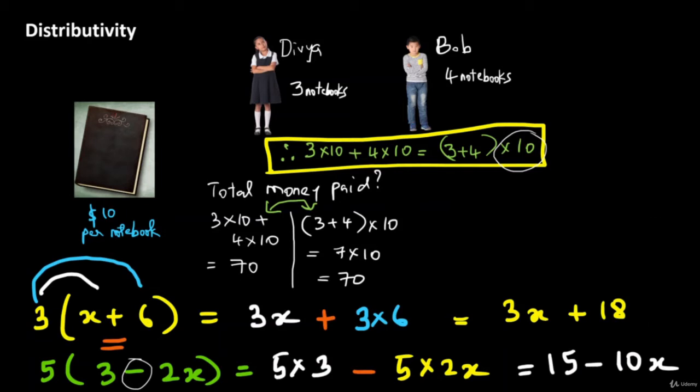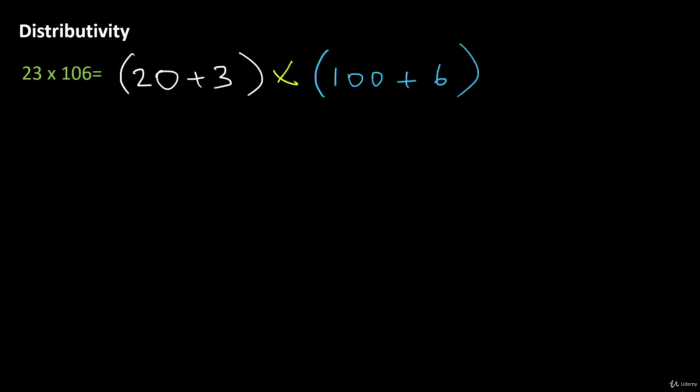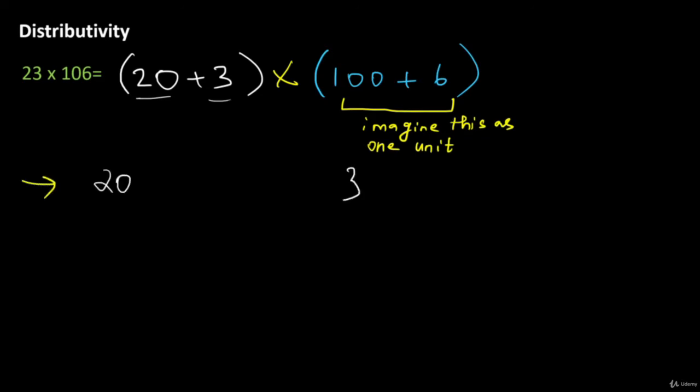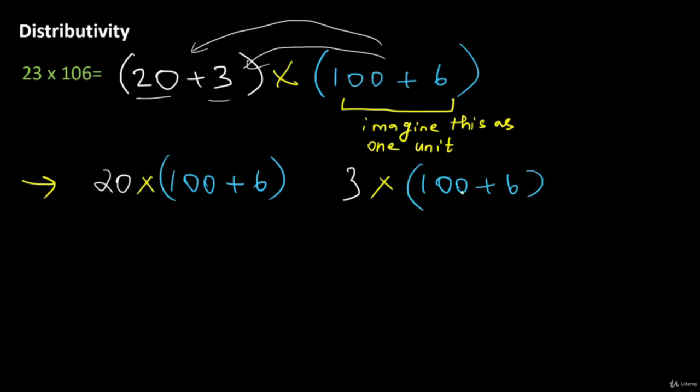Alright, now let's apply this in a multiplication. Say you want to do 23 into 106. So I can write 23 as 20 + 3, and I can write 106 as 100 + 6. So when I multiply this, let's treat this part as 1 unit. Alright, so let's give this 1 unit both to 20 and 3. So we have 20 into (100 + 6) and 3 into (100 + 6), right? And over here I have a plus sign. So over here also I need to have a plus sign.